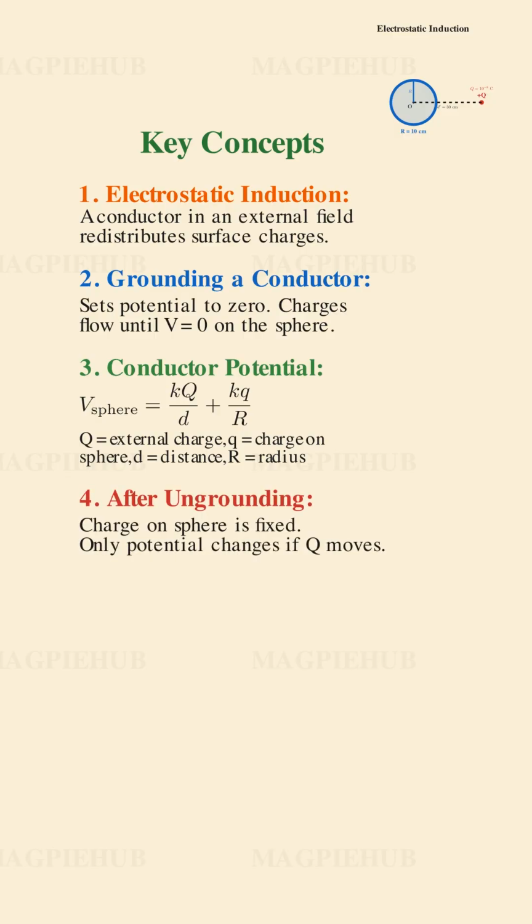Fourth, once the ground is removed, the charge on the sphere is fixed. If the external charge moves, only the potential changes, not the charge. Let us check option A.